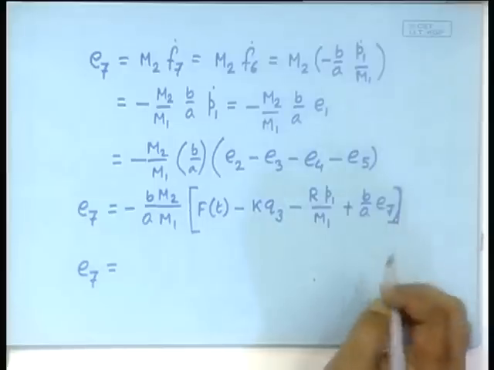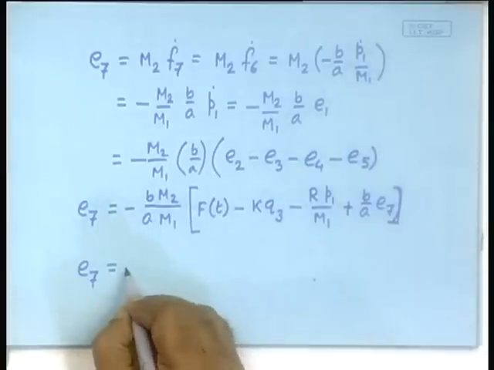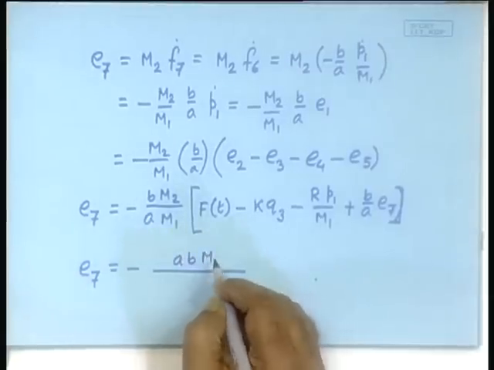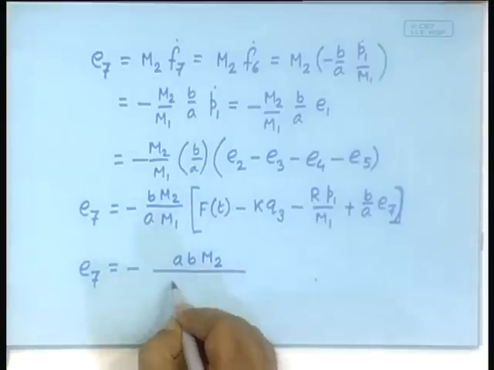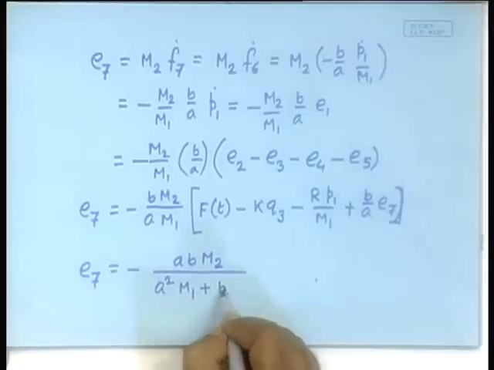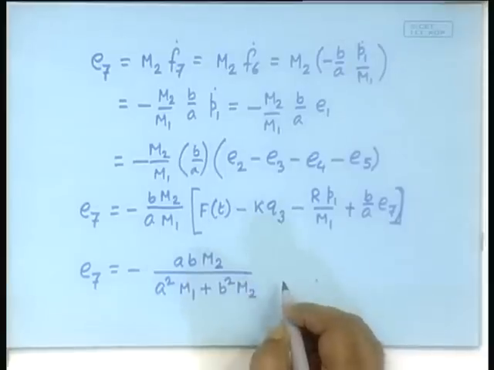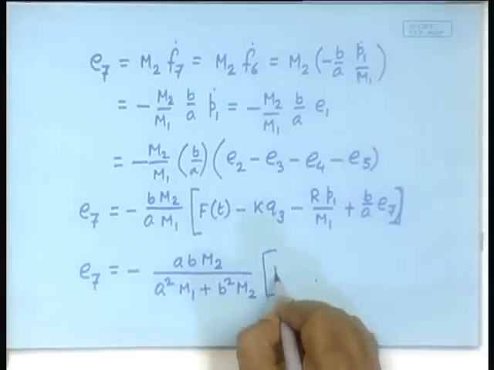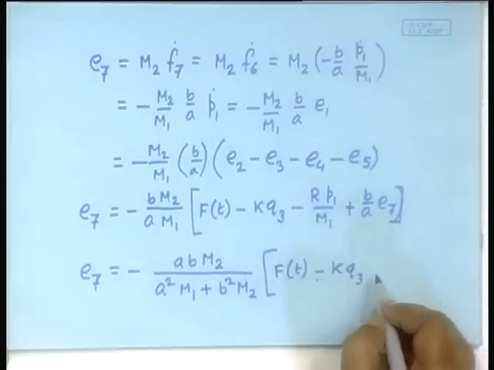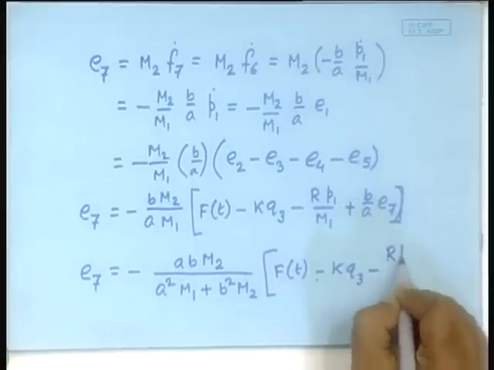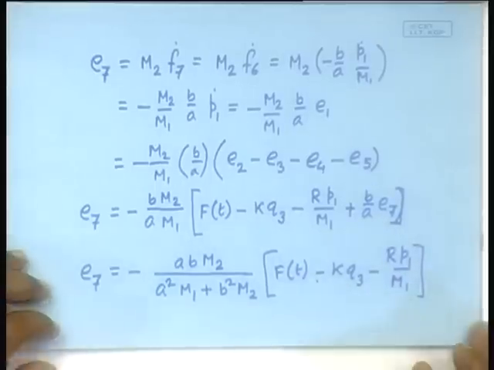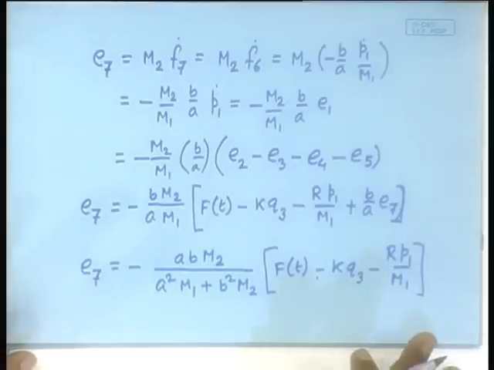let us do it, it will become minus A B M2 divided by A square M1 plus B square M2, times F t minus K Q3 minus R P1 by M1. Anyway, it is obtainable, no difficulty.